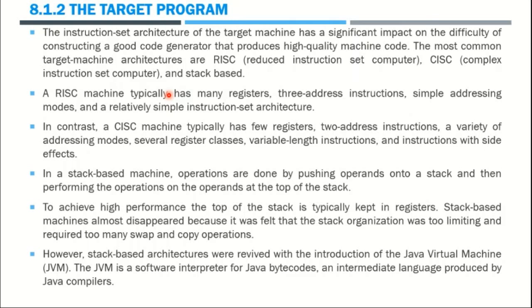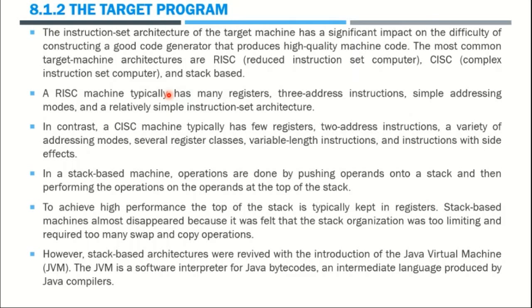In case we are using CISC based machines, there are some complexities to generate the target code. Why? Because CISC architecture based computers have only few registers, 2 address instructions only, a variety of addressing modes, several register classes, variable length instructions and instructions with some side effects. So that's why compared to RISC, CISC is more complex for generating the target code.